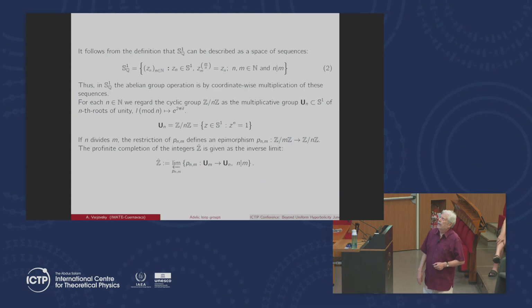Okay, now, the best way to think of that is that it can be defined as a set of sequences. This solenoid, the Pontryagin dual of the rationals, can be thought of as a space of sequences parameterized by the integers, such that if you take the mth coordinate and raise it to the power m over n, which is valid because n divides m, you get the nth coordinate. And so this is an abelian group, and the operation is coordinate-wise.